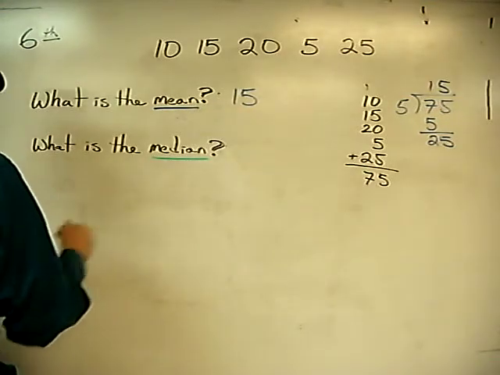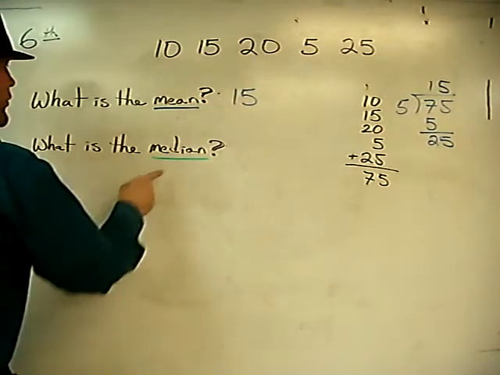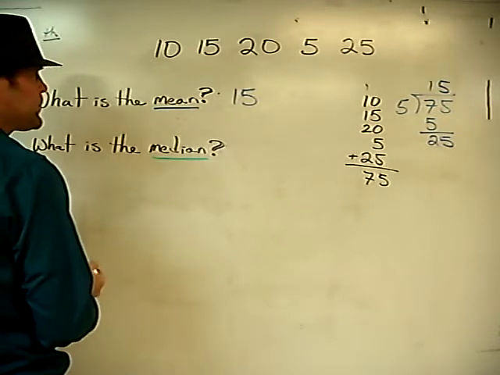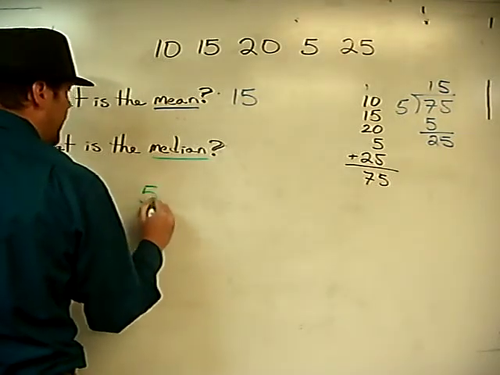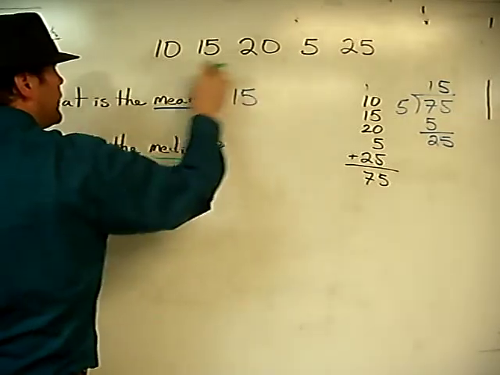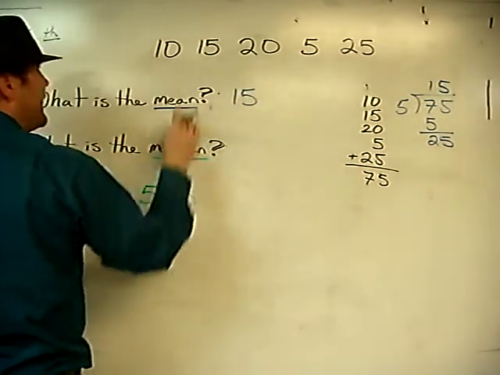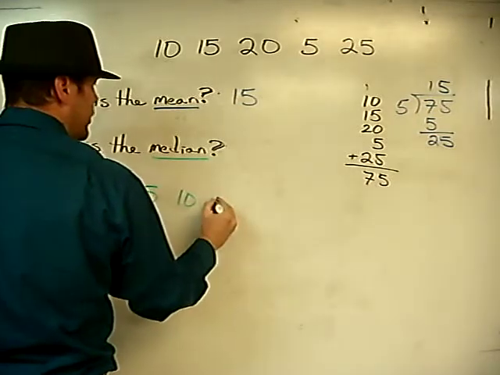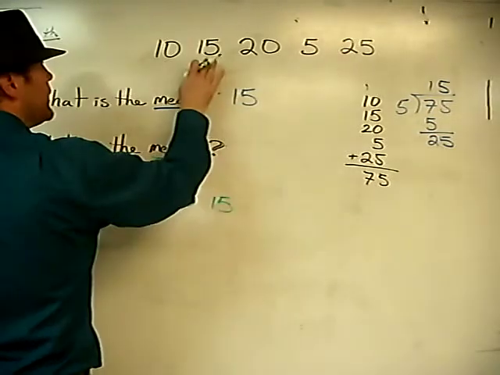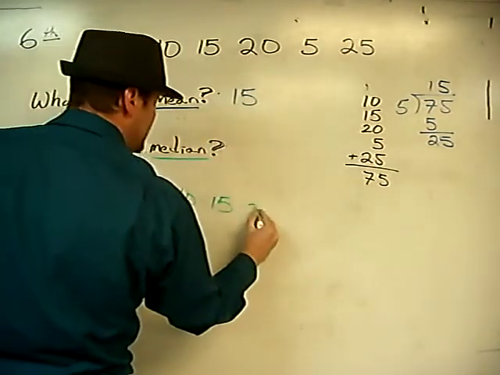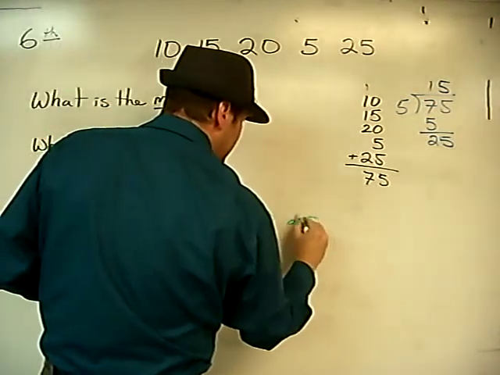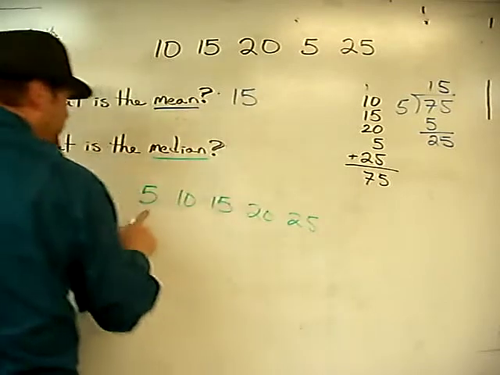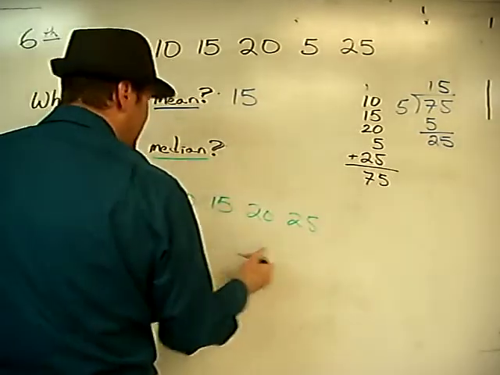The median is a little bit different. To find the median, normally you want to write the numbers in order. I'm going to write 5. That's our smallest one. Our next one is 10. That's our next biggest. I'm going to go to 15. That's our next biggest. I'm going to go to 20. That's our next biggest. I'm going to go to 25. That's our next biggest number. So now we have 5, 10, 15, 20, 25 in order.